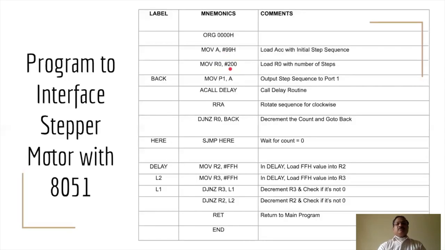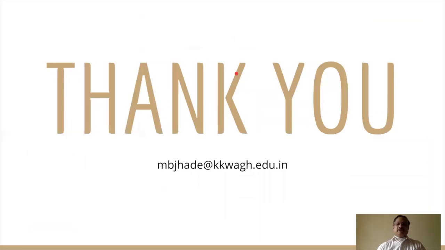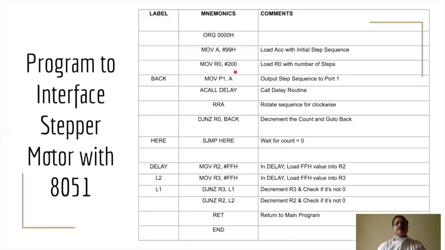The next instruction, MOV R0, #200. Here we are loading the count for how many steps the motor should rotate. Now here we expect one rotation, so we are loading the 200 count because the step angle for our stepper motor is 1.8 degree. Now next instruction, output that step sequence from accumulator to the port 1. Then we're calling a delay routine, ACALL.